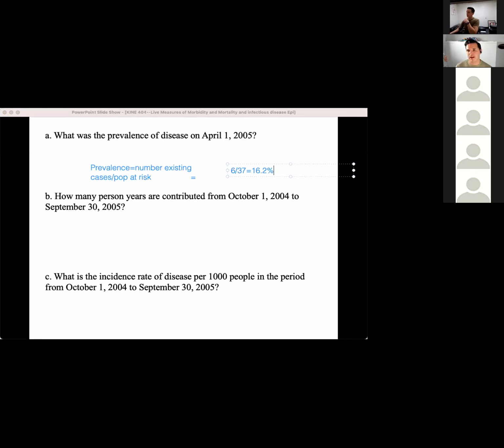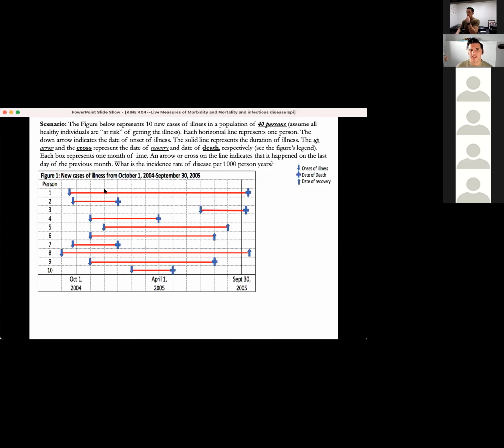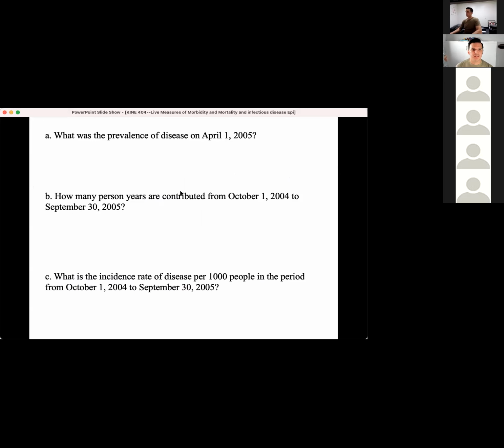So does everybody see where we got the 37 and the 6 from? So again, the most important thing is ensuring that you're looking at who had passed away before that particular date that you're doing your calculation for. Anyone who passed away before that date is removed from your population. Okay. So then how many person years are contributed from October 1st, 2004 to September 30th, 2005?